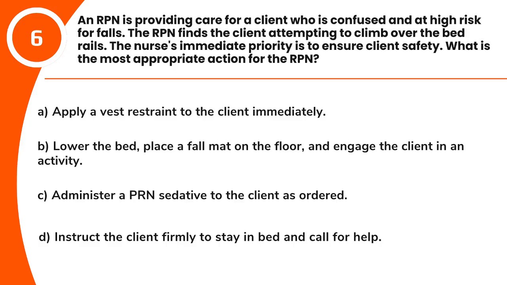Question 6. An RPN is providing care for a client who is confused and at high risk for falls. The RPN finds the client attempting to climb over the bed rails. The nurse's immediate priority is to ensure client safety. What is the most appropriate action for the RPN? A. Apply a vest restraint to the client immediately. B. Lower the bed, place a fall mat on the floor, and engage the client in an activity. C. Administer a PRN sedative to the client as ordered. D. Instruct the client firmly to stay in bed and call for help.